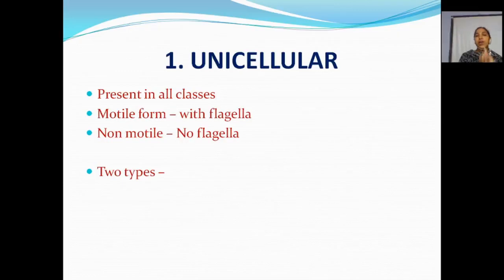Now, first one is unicellular. A single cell is known as unicellular. This type is present in all classes. This may be with a flagella, that is moving or motile, or without flagella, that is non-motile, and that is of two types, flagellated forms and coccoid forms. Flagellated form means with a flagella, coccoid form is without a flagella. So, in unicellular there are two groups, flagellated form and coccoid form.